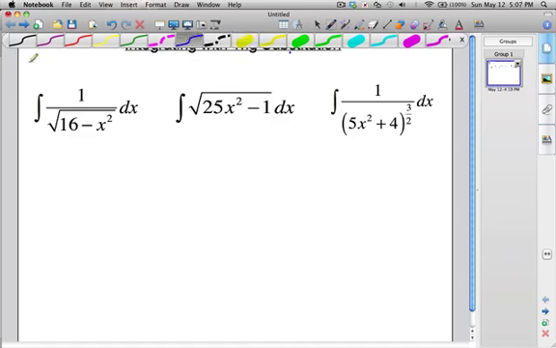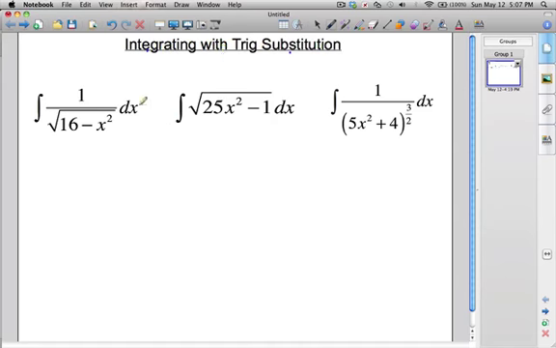Okay, so in each of these cases we have a radical, and we have an x squared inside the radical, and another constant term. So when we have that situation, we can use trig substitution. Now each of these look very similar, but they're actually three different types. If you look at this one, we have a constant and an x squared term, and we can rewrite it like 4 squared minus x squared. So it's of the form a constant squared minus x squared. So that's one type of trig substitution.